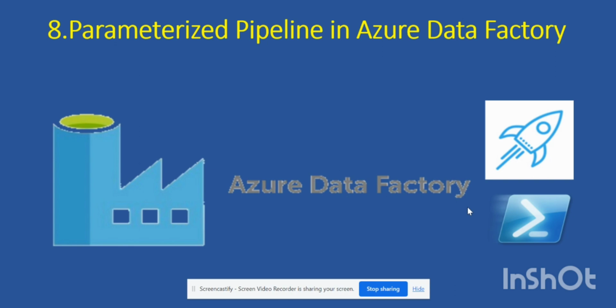Why are we going to use the parameterized pipeline concept? Suppose there is one scenario: we have one Azure SQL server with 10 different databases, and we need to fetch data from different databases considering different tables. In that scenario, we would need to create separate linked services and separate datasets for each database and each table. To avoid this duplication of work and to save time, we are introducing the parameterized pipeline concept in Azure Data Factory. So let's quickly jump into the actual demo.